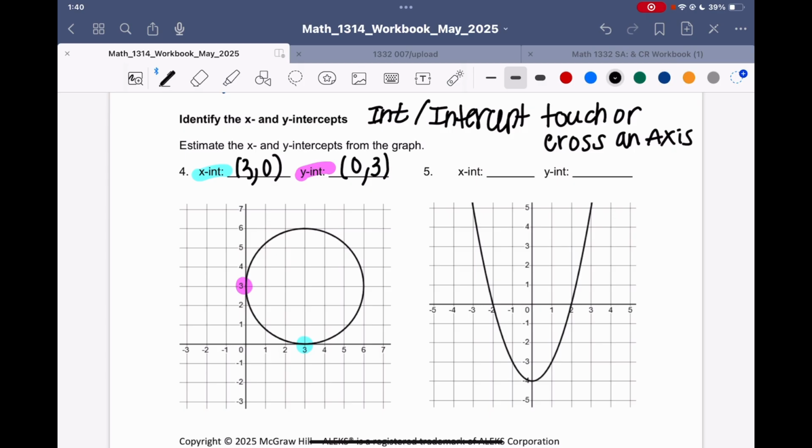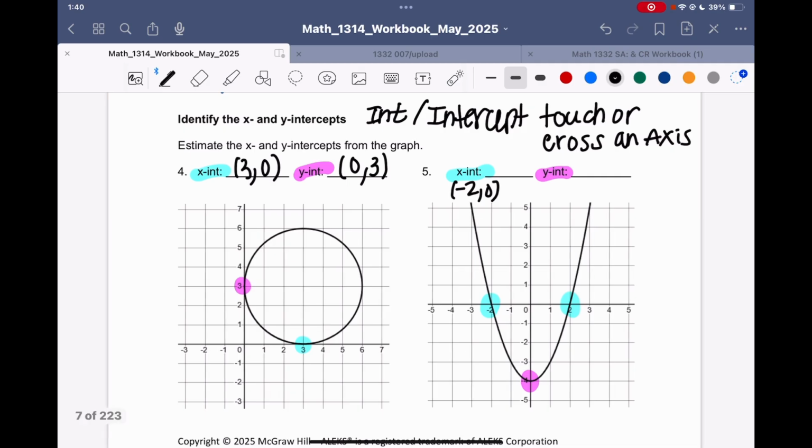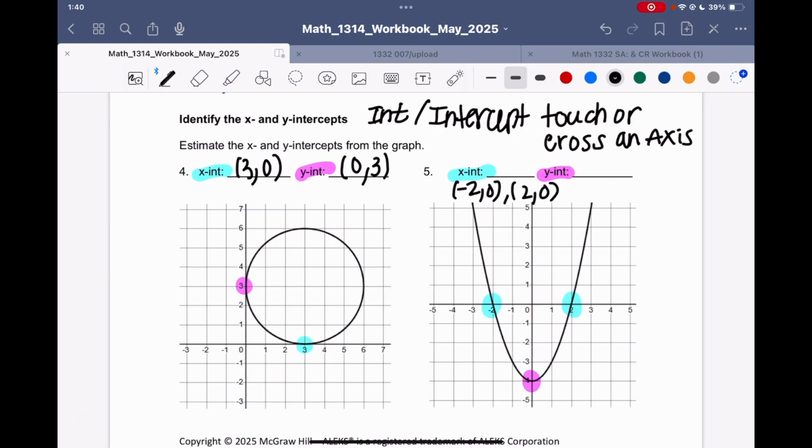You can have multiple x and y intercepts. X-intercepts, we have 2 of them here. I have one on the left, one on the right. Y-intercept, I have one right here. So then we get negative 2, comma, 0, and 2, comma, 0. And then down here, we start at 0.